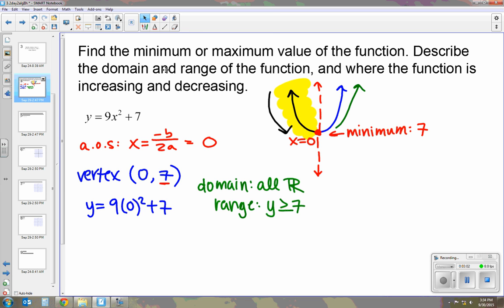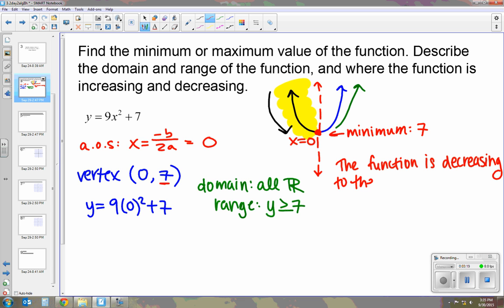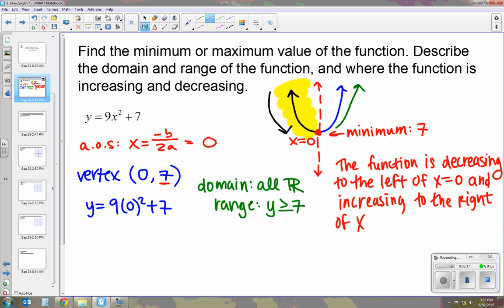So the way we're going to write this is we're going to say the function is decreasing to the left of x equals 0, which is our axis of symmetry, and increasing to the right of x equals 0. And so that's how we do our increasing and decreasing. We look at the axis of symmetry and we read it from left to right. All right, let's do another example.